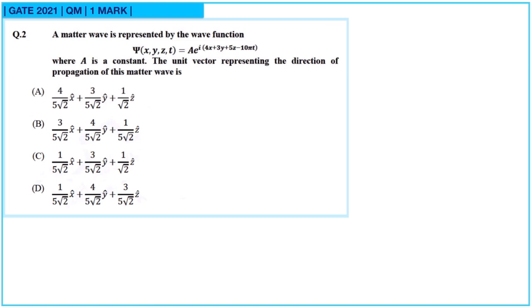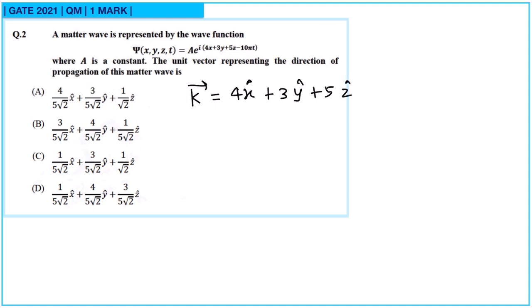Question number 2. A matter wave is represented by the wave function psi of x, y, z and t, A e to the power i (4x plus 3y plus 5z minus 10 pi t), where A is a constant. The unit vector representing the direction of propagation of this matter wave is. Now this exponential part, this first part contains that direction. So here k bar will be equal to 4x cap plus 3y cap plus 5z cap.